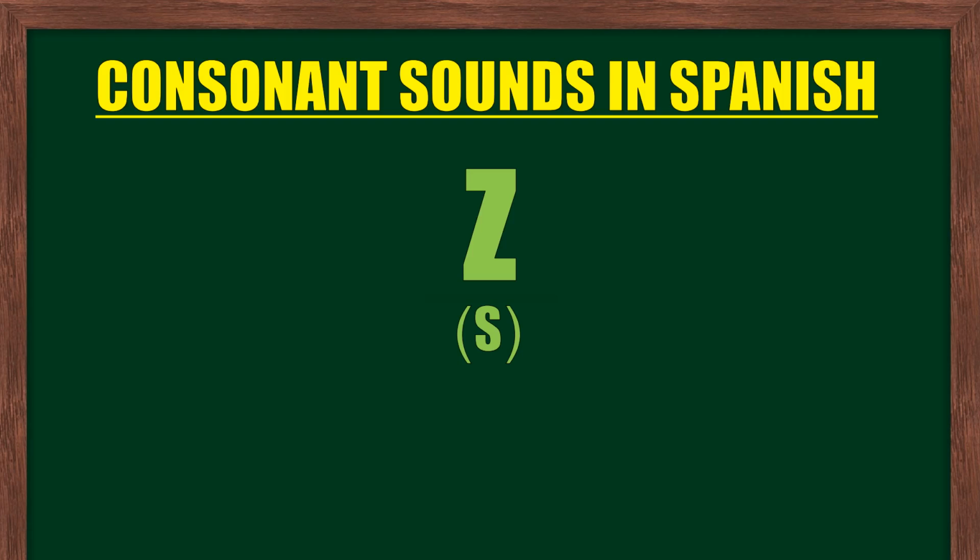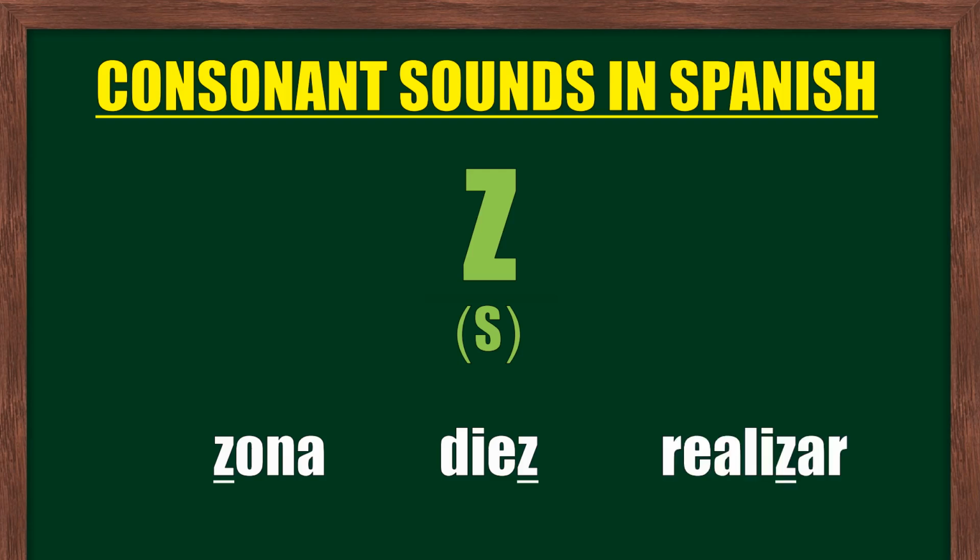So for example, in words like "zona" (zone), it is not "zona" with a Z sound. That doesn't exist. "Zona," "diez," it is not "diez" with a Z sound. It is "diez" with an S. "Realizar," realize, it is not "realizar" with a Z sound. That doesn't exist. It is "realizar" with an S.